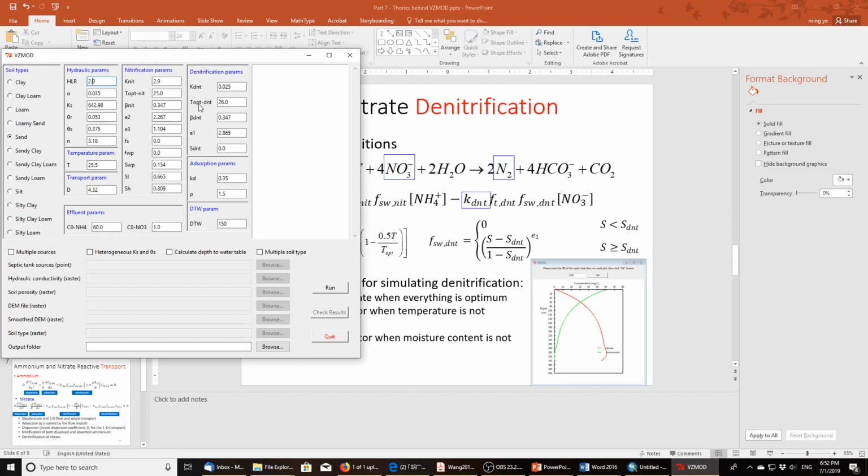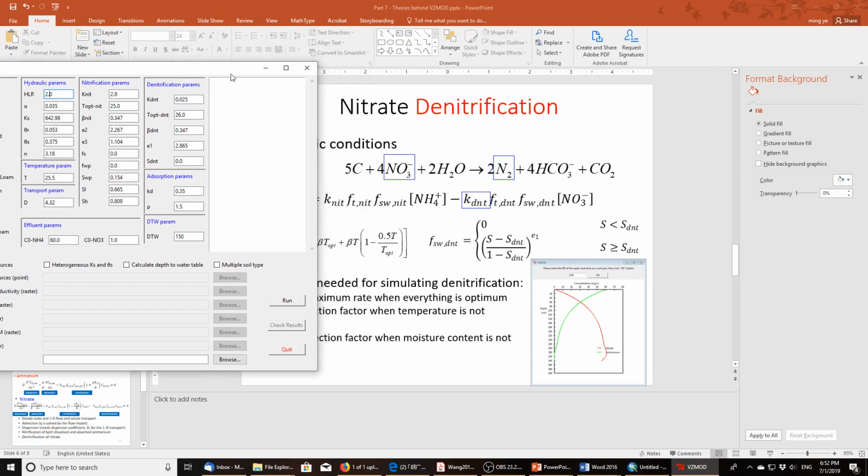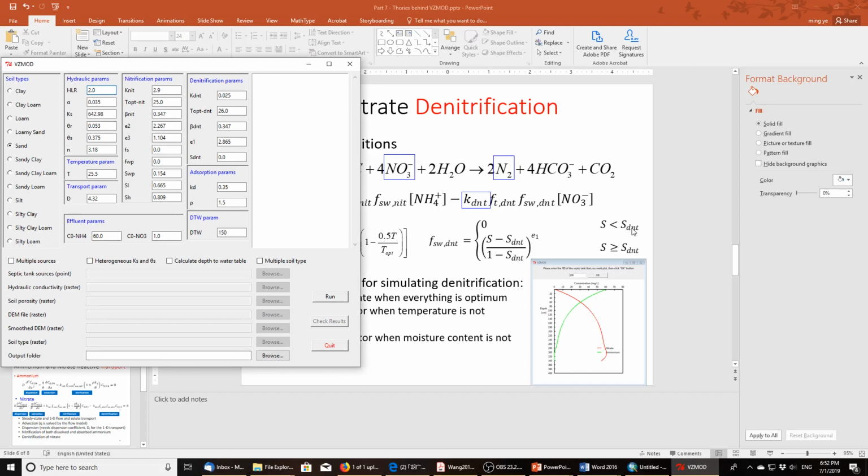Again, you have optimum temperature, and these two could be different. This is for nitrification, this is for denitrification, and then you have the maximum rate, and you have an E1 value and beta value right here, and then you have your SDNT value, and then you input all here, right? So this is for nitrification.